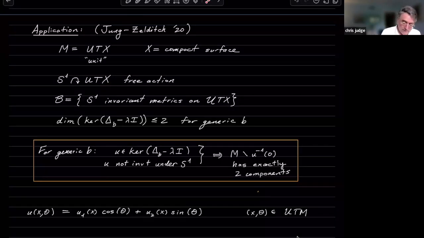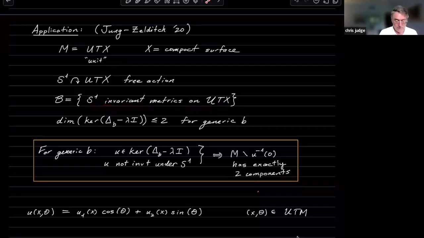And then Jung and Zelditch consider the S1 invariant metrics on that unit tangent bundle. This is a compact space, by the way, because the circles are compact and the original surface is compact, and locally it looks like a product of circles and a piece of the plane. So UTX is a compact space. I'm looking at S1 invariant metrics on UTX.